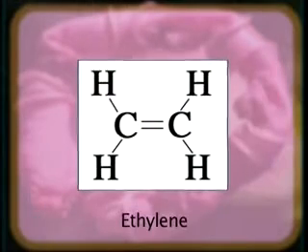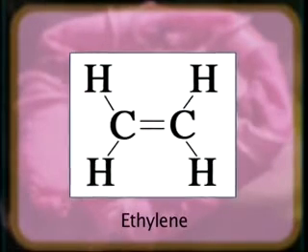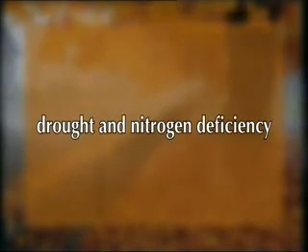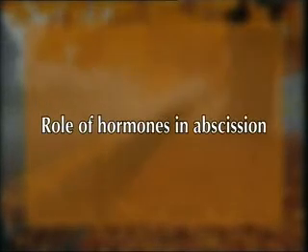Ethylene causes cell expansion and secretion of cell wall degrading hydrolases in some species. Several environmental factors promote abscission, especially drought and nitrogen deficiency, but these first hasten senescence. Even though abscission is an active process in cells proximal to the break, the organ being shed nearly always first becomes senescent. Now, the role of hormones in abscission.